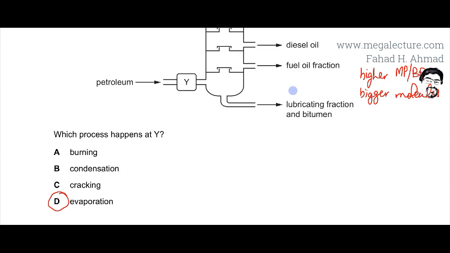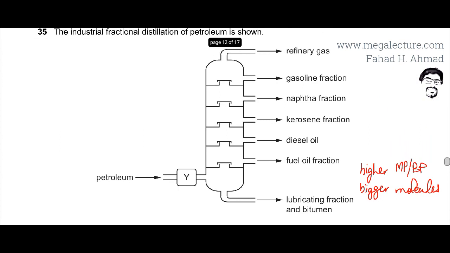So the evaporated petroleum is passed through where it condenses slowly as the temperature drops, and you get different fractions at different points. Higher temperatures at the bottom, so higher melting and boiling point substances condense first, and lower melting and boiling point substances condense later on.